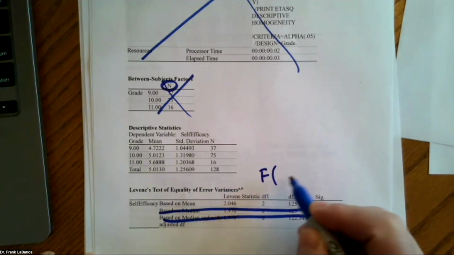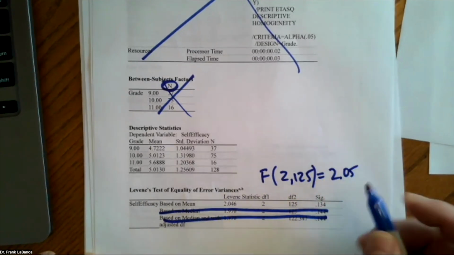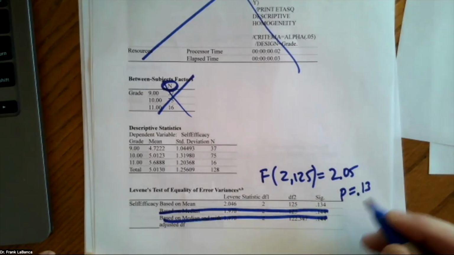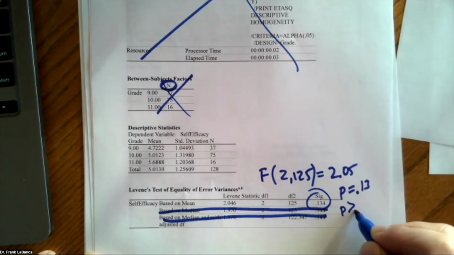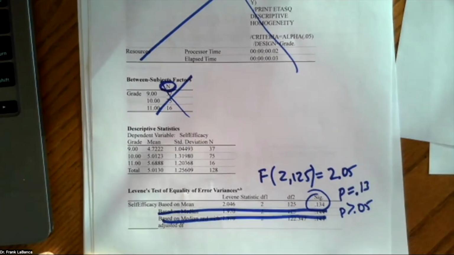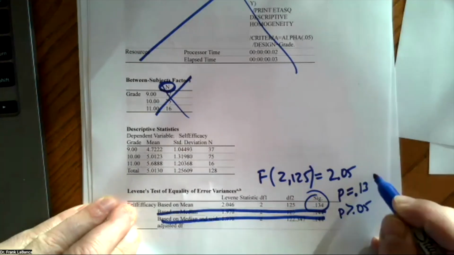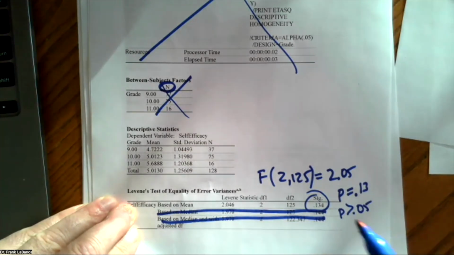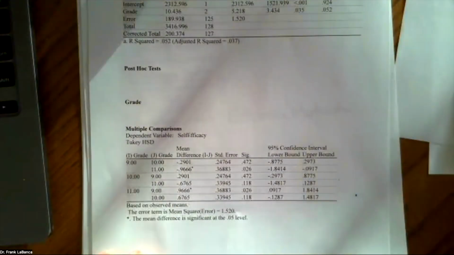We're using the based on mean, so we've got some extraneous information we're not going to worry about. There's the Levene's statistic, the F, degrees of freedom, 2 and 125. So we write that F(2, 125) = 2.05, and then P = 0.13, or alternatively, you could write P is greater than 0.05. Either way would be an acceptable way to write that. We see 0.313 greater than 0.05. We know this passes the Levene's test, so we go to the next step.